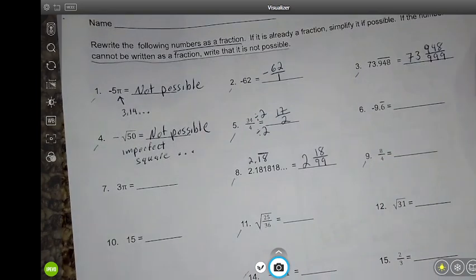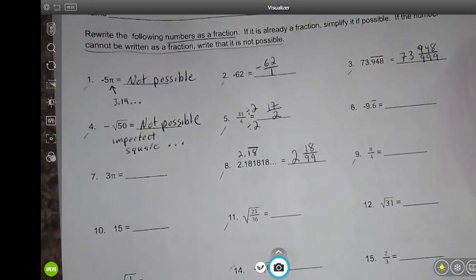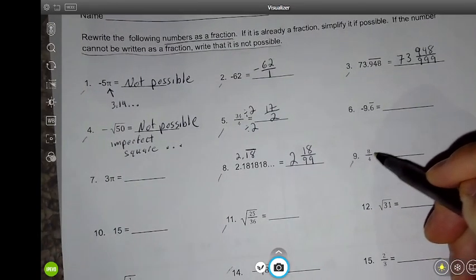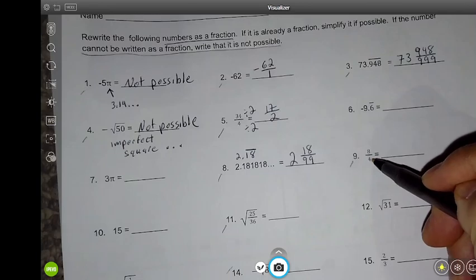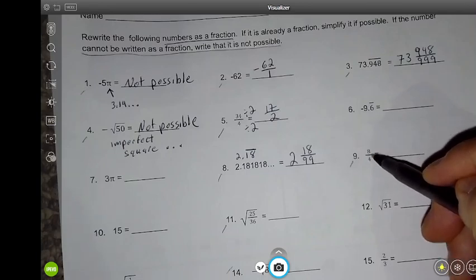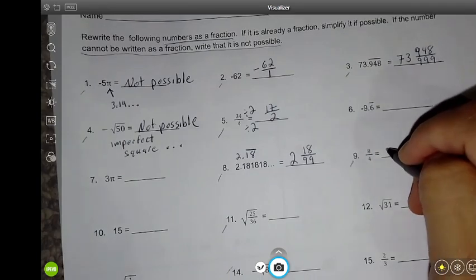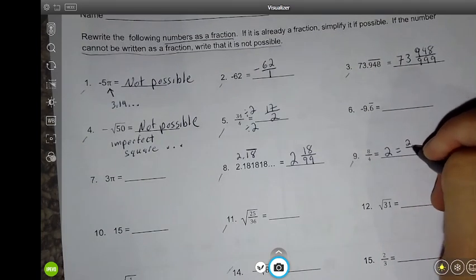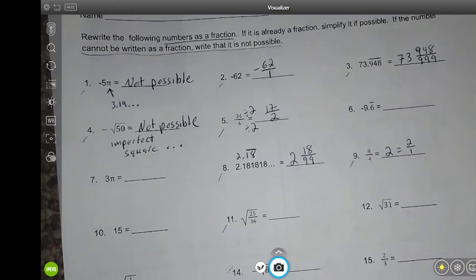Okay. Number 9. 8 over 4. It's already written as a fraction. This can be written as a fraction. We're going to just go ahead and simplify it. This is just 8 divided by 4, and 8 divided by 4 is 2. 2 can also be written as 2 over 1, right? 8 over 4 is the same as 2, which is the same as 2 over 1. They are the same thing. We're just going to simplify that fraction.